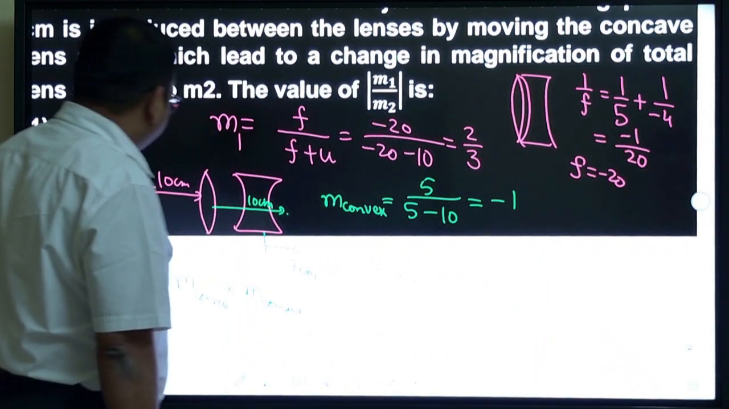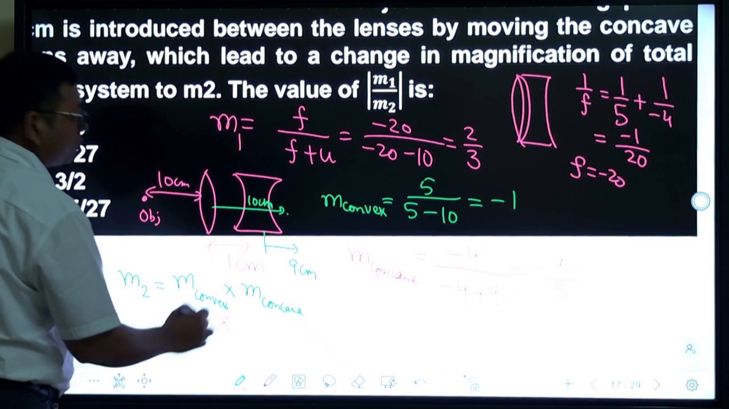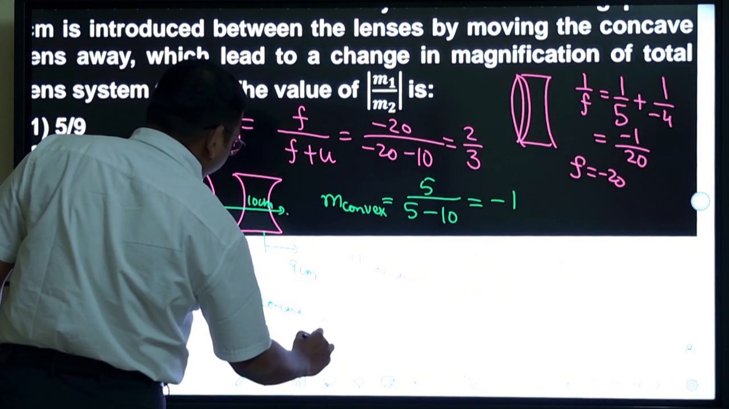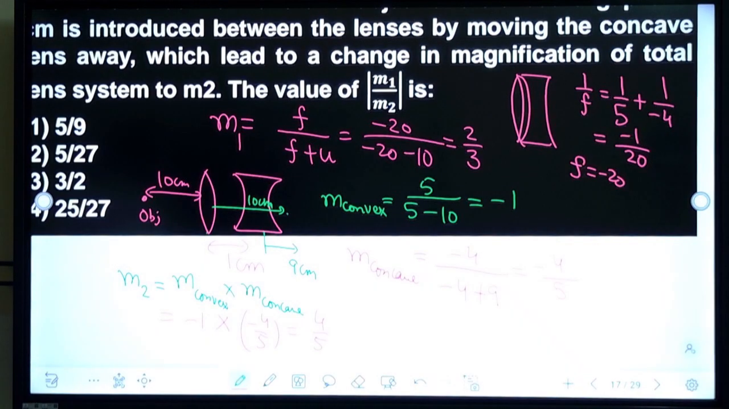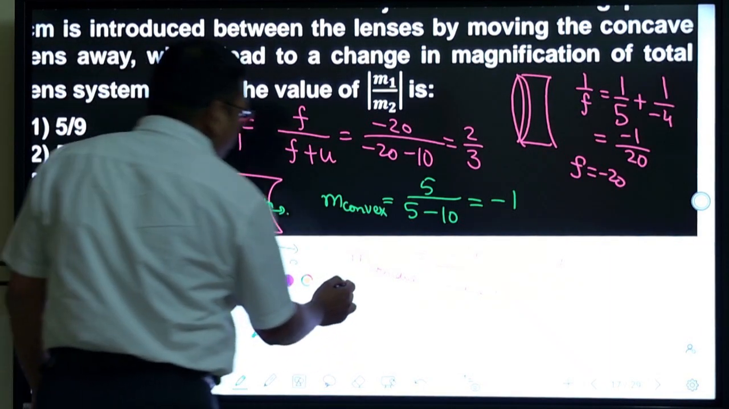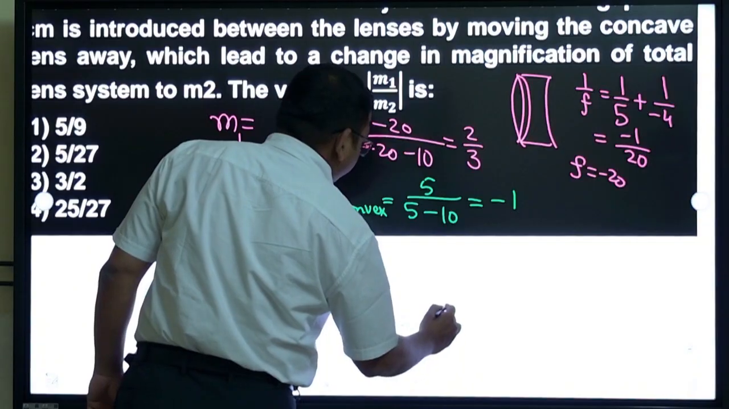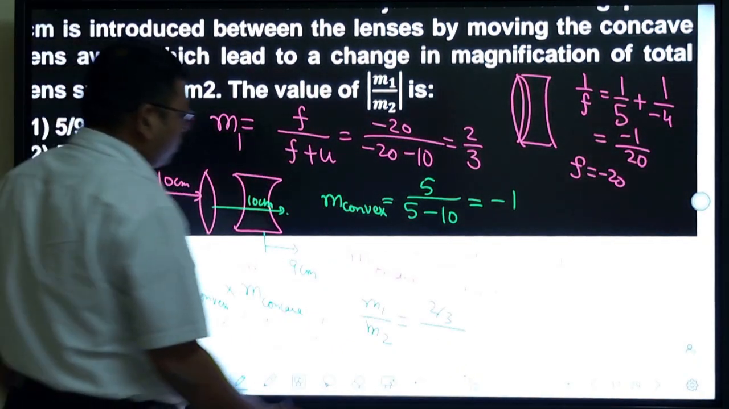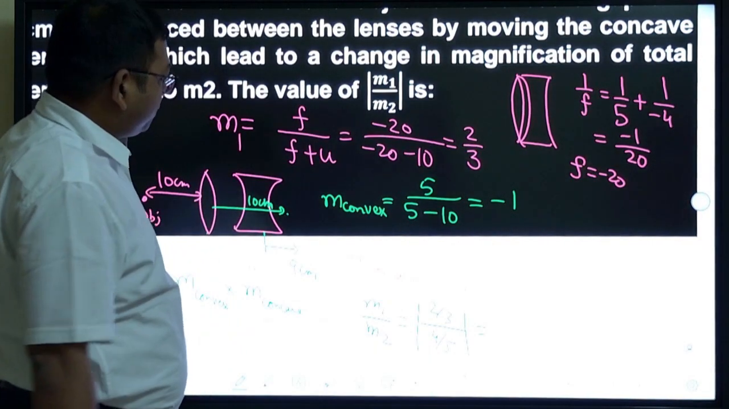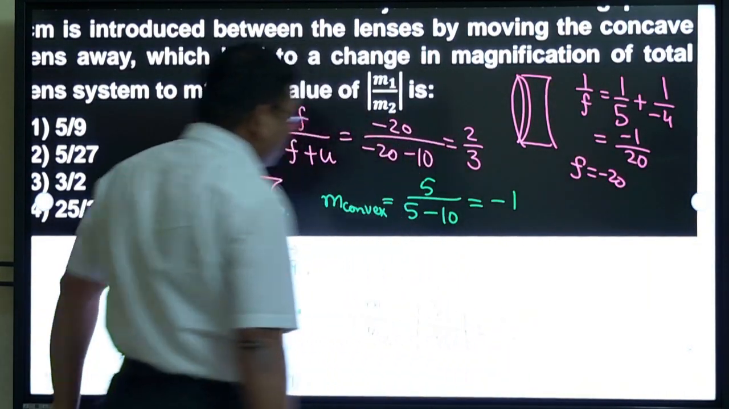Okay, so now you can calculate this magnification m2. So m2 will be how much? Minus 1 into minus 4 by 5. So we are getting this as 4 by 5. So this magnification is 4 by 5 and the first magnification was 2 by 3. Now we have to take the ratio. What is the ratio of m1 by m2? m1 is 2 by 3 and m2 is 4 by 5. Anyway, they are asking for the magnitude. So calculate this. So this will become 2 by 3 into 5 by 4, which is 5 by 6. Correct? 5 by 6.